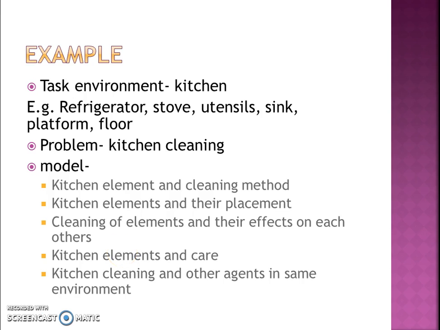So let us take an example of a kitchen. A task environment is the problem in which the agent is going to work, which will have the six properties: fully observable versus partially observable, deterministic versus stochastic, single agent versus multi-agent, discrete versus continuous, episodic versus sequential, and static versus dynamic. In the task environment of a kitchen, we are assuming that we have some elements such as refrigerator, stove, utensils, sink, platform and floor, and the agent is supposed to clean the kitchen.